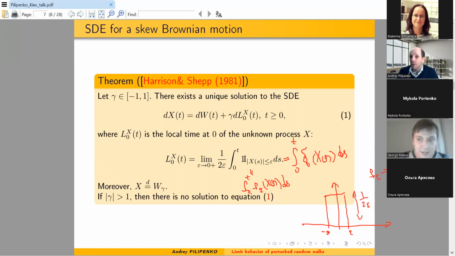So it's natural to expect that the solution to this equation can be obtained as a limit of stochastic differential equations dx epsilon of t equals dW of t plus some sequence a epsilon of x epsilon of t dt, where a epsilon converges in some sense to gamma times the delta function concentrated at zero. This is not true. This is incorrect.